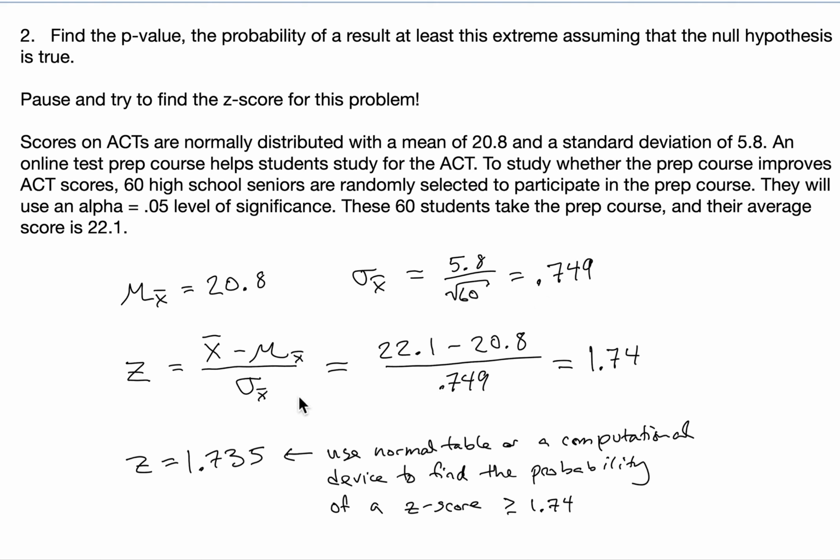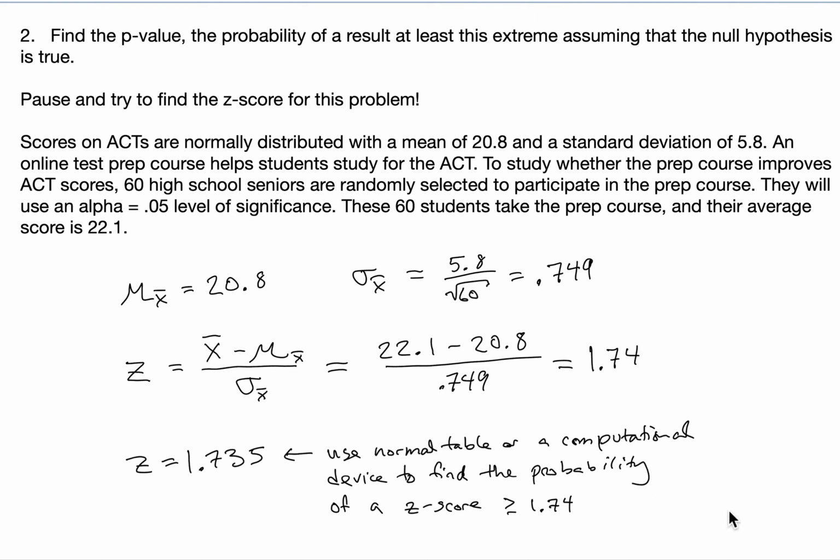And so our z-score, the number of standard deviations that we are above or below the mean, is x bar minus mu sub x bar over sigma sub x bar. That's 22.1, the sample mean for these 60 students, minus 20.8, divided by 0.749. And we get a z-score of 1.74, or 1.735 if we round differently.